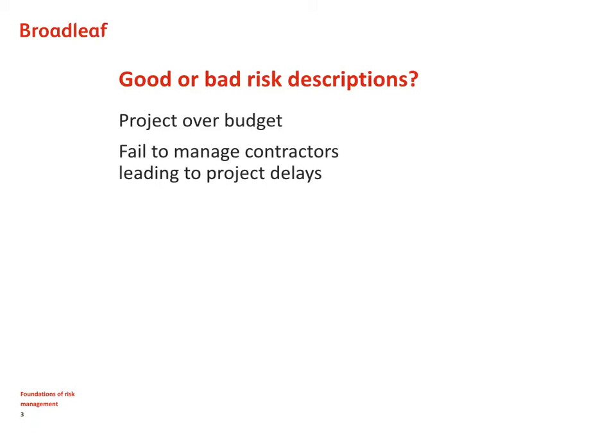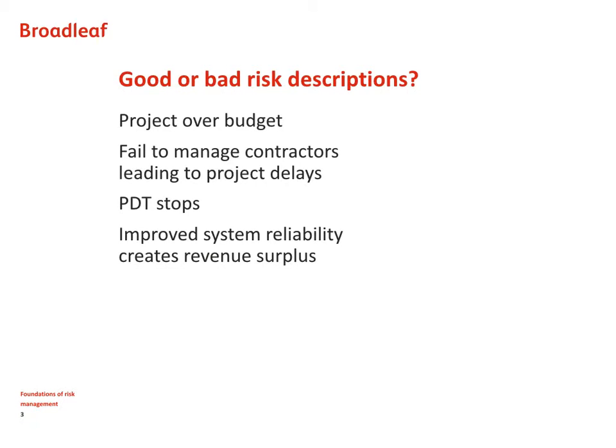We failed to manage contractors and leads to project delays. This could be a good project risk description, if project delays are material for the organisation. PDT stops. So often we use acronyms and short form in our risk registers. In this case, PDT refers to a component in a train, but you wouldn't know that, and neither would I some time after I'd written this description. It's also only the thing that happens and not what it leads to.